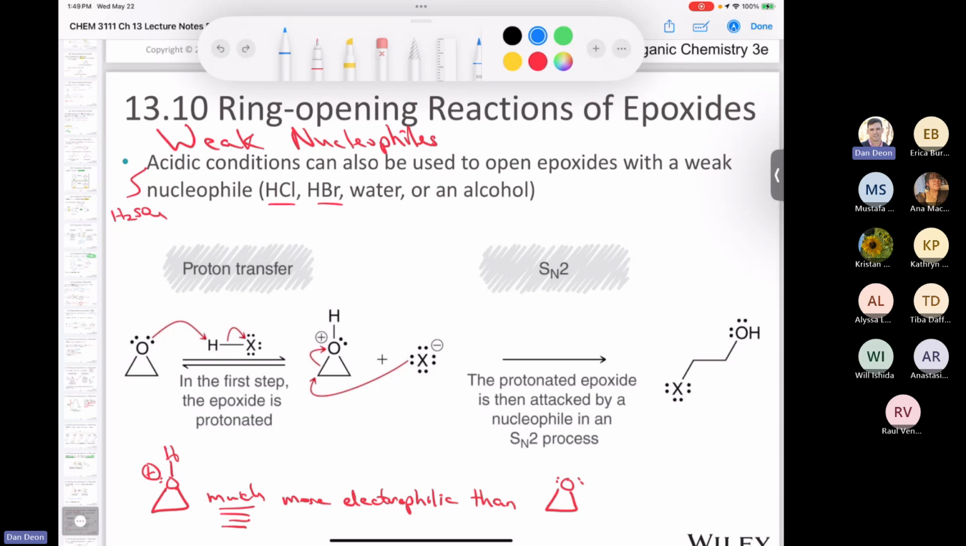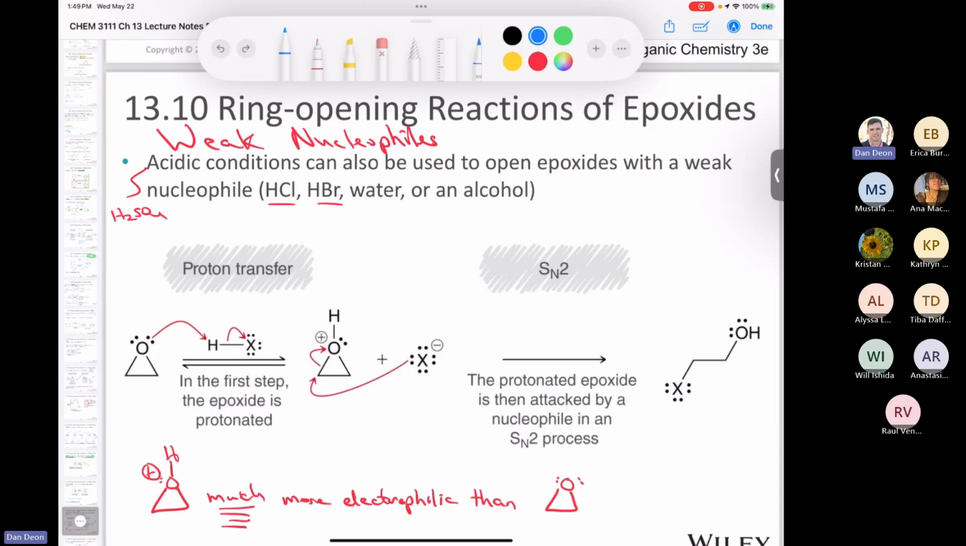Why? Because once it's protonated, now it's got a positive charge on it. Now this carbon and this carbon are delta plus. They're so partially positive, it's not even funny. They're really, really positive. So that means they're very susceptible to nucleophilic attack, even with a weak nucleophile. So your nucleophile comes in, and there you go. Give me a thumbs up if you're with me on the idea. A strong nucleophile will just attack, but with a weak nucleophile, you've got to protonate it first to make it super susceptible to nucleophilic attack.